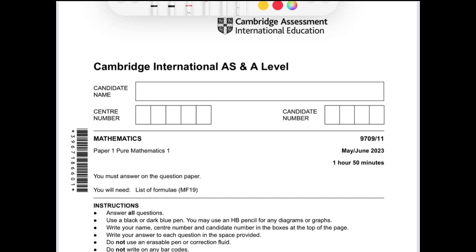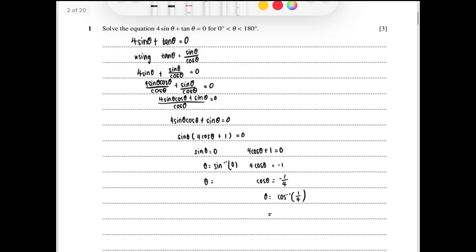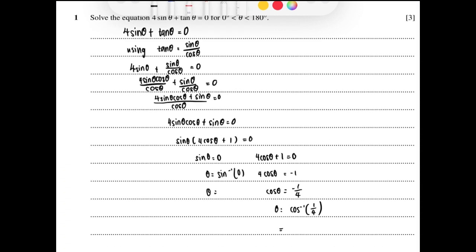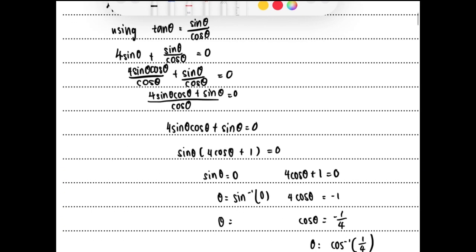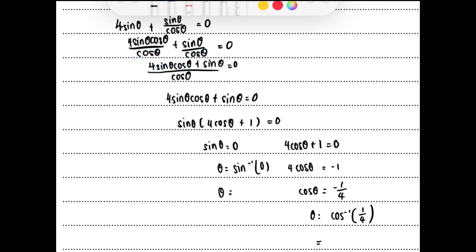Today we'll be going through the 9709 Paper 1 Pure Mathematics paper, May-June 2023, Variant 11. Alright, so the first question, they're asking us to solve this trigonometric problem, and straight away we can see there's a tan theta. And when there's a tan theta, you're immediately reminded of tan theta equals sine theta over cos theta. So that's just a very well-known formula that you need to remember. Okay, and then you just continue solving it, and I've made the denominators the same so that I can link the numerators together in one line and just continue solving from there.